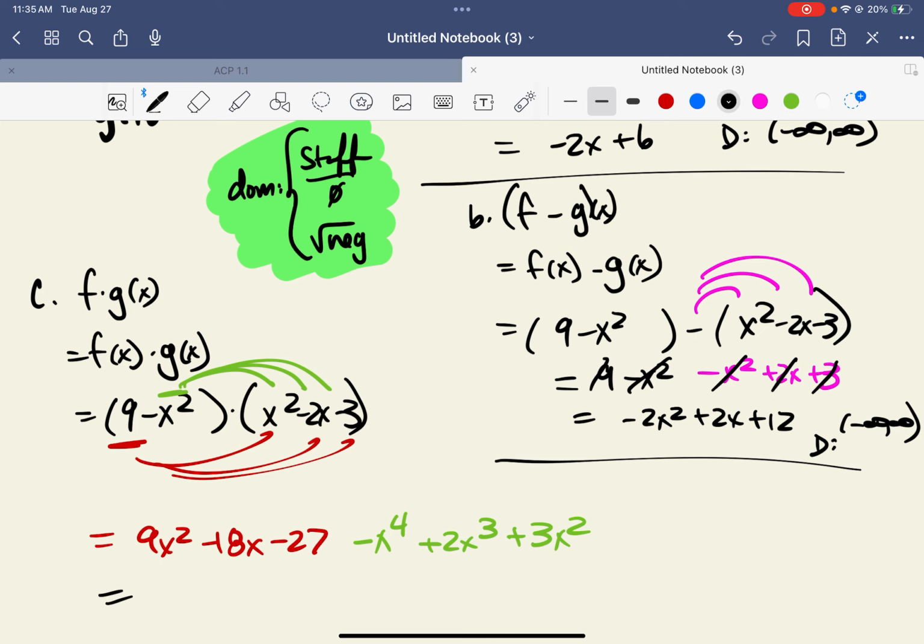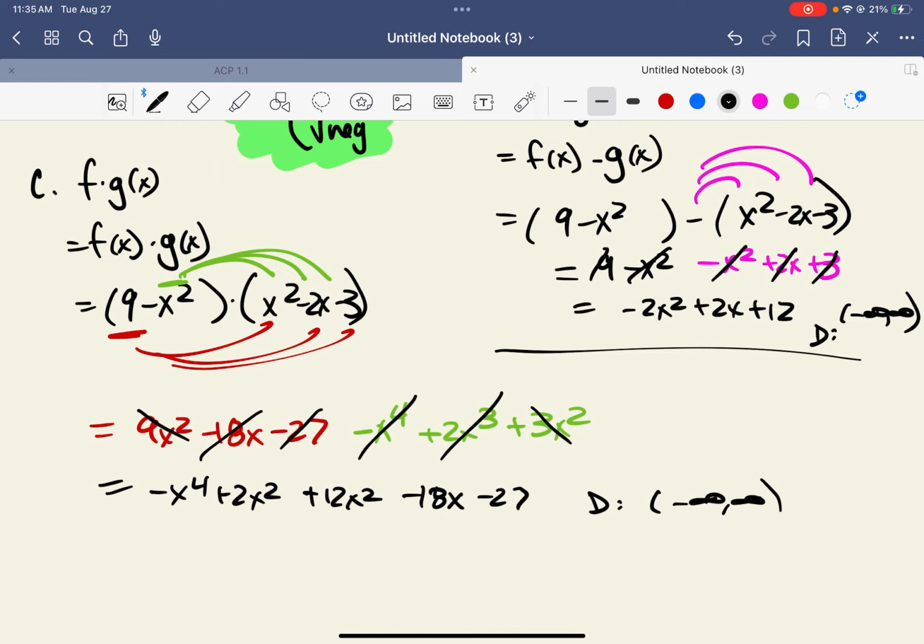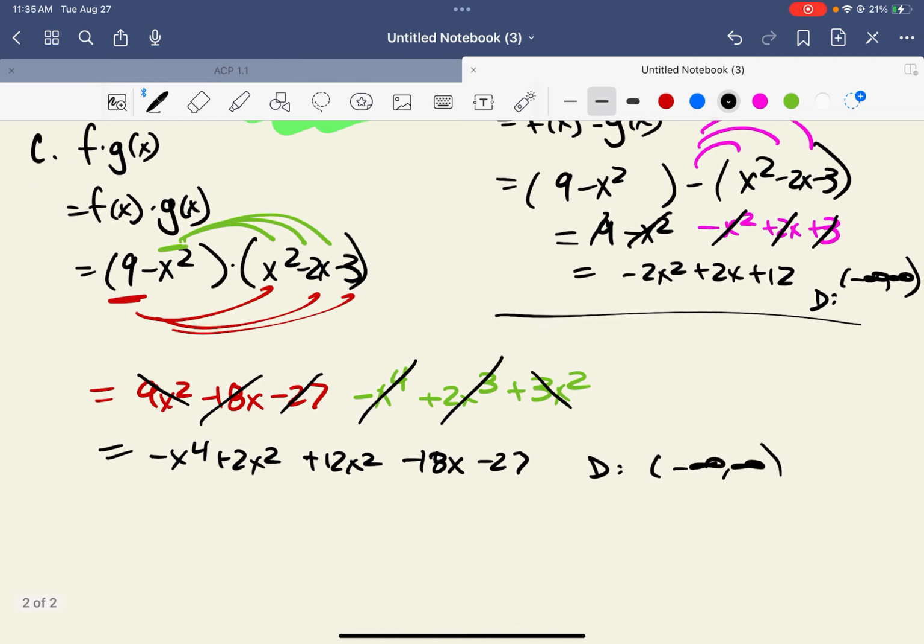And now you have a function that you can simplify. This is the highest power. The next highest power would be this one. But then we have this and this, which give me 9, 10, 11, 12x squared. I have a single minus 18x and then minus 27. I think it's pretty clear that the domain of this thing is also negative infinity to infinity.